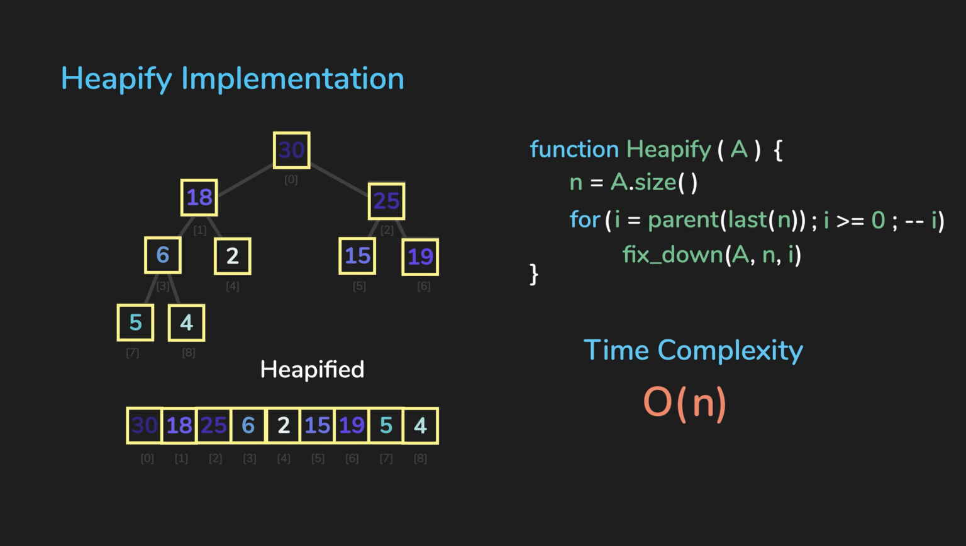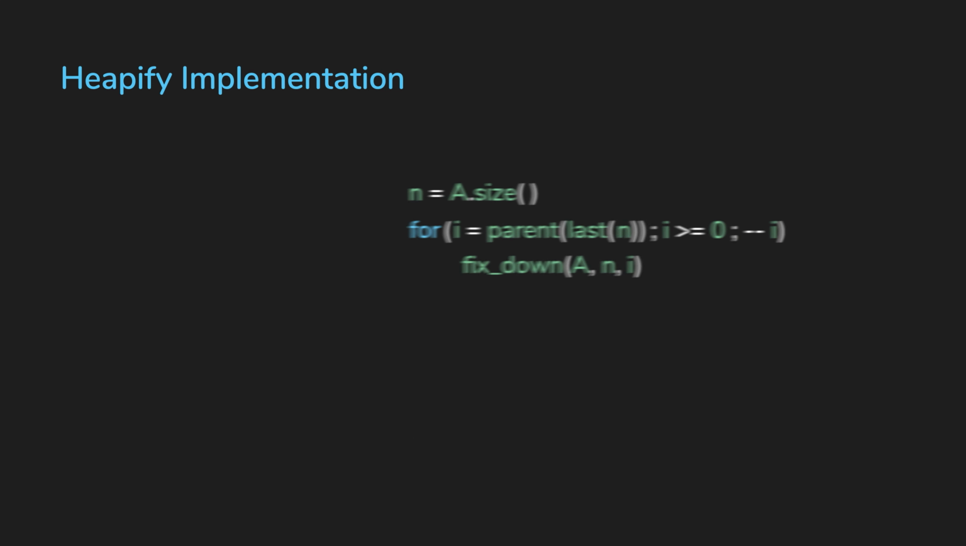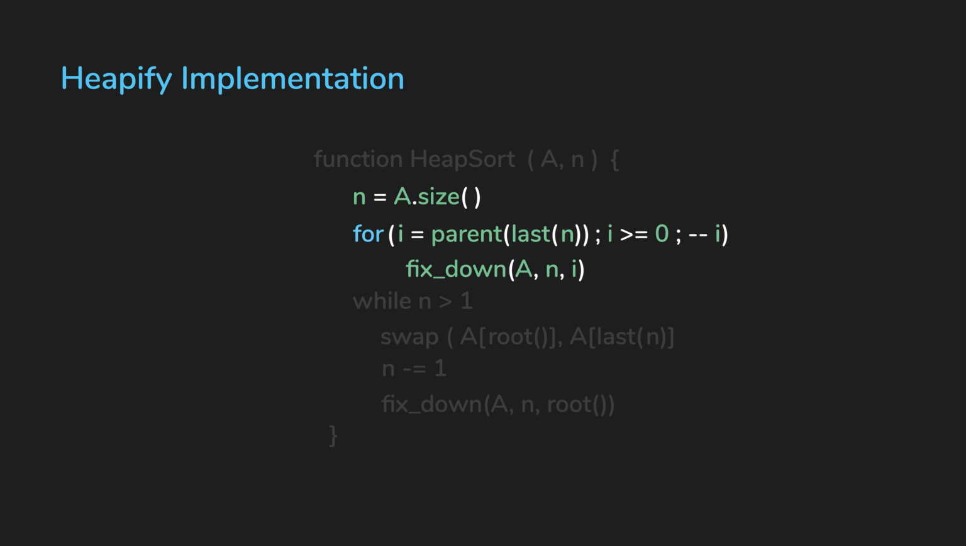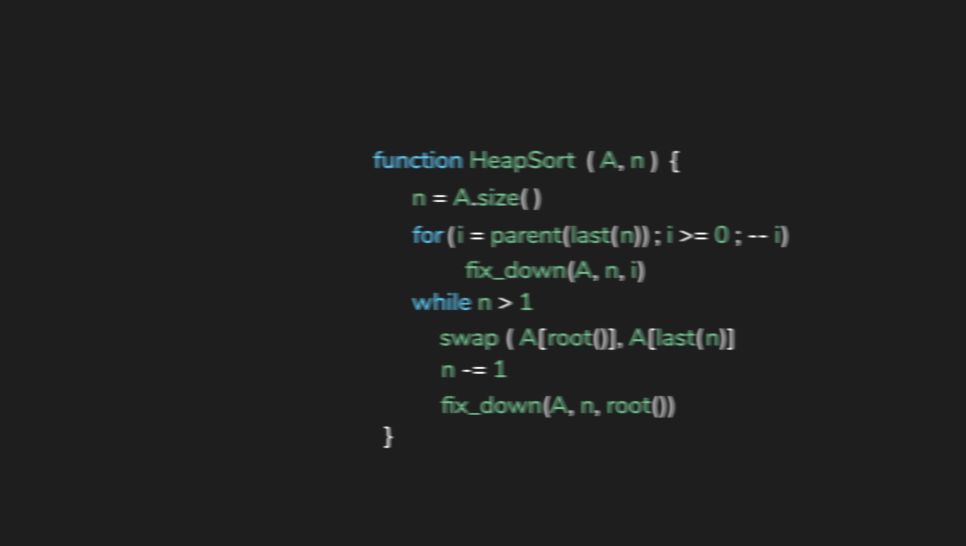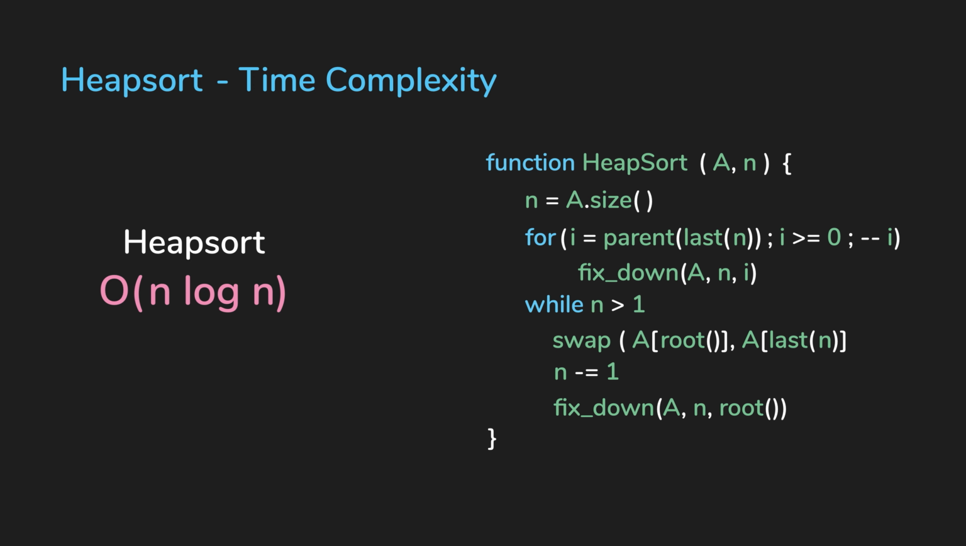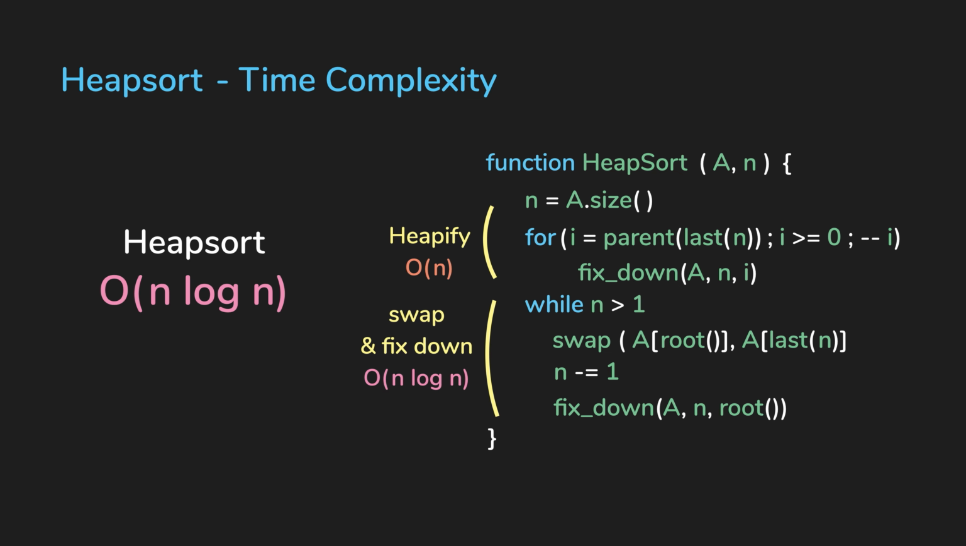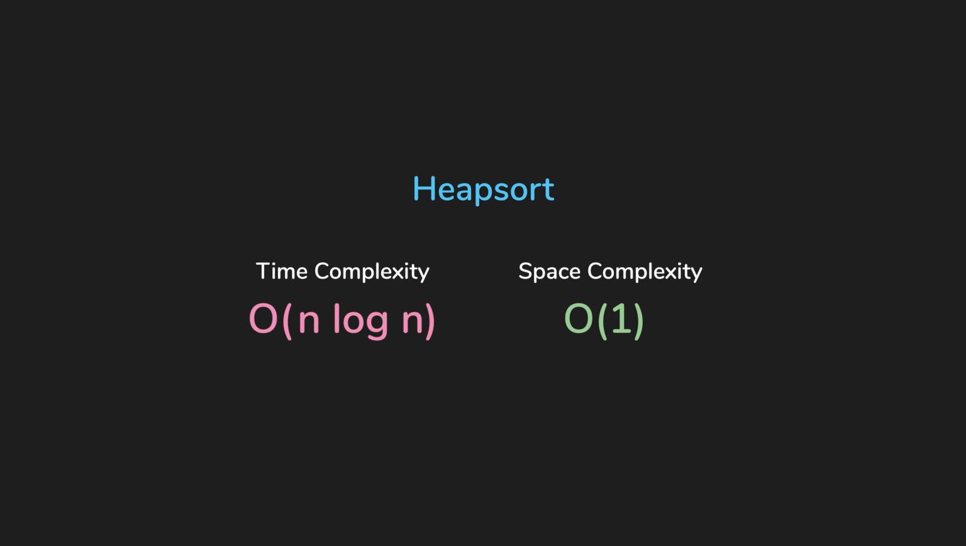The time complexity of heapify is O of n. However, we will not do the analysis as it is a little bit complex. Great, so now that we know how to heapify, we can add it to our code for heap sort. So the time complexity for heap sort is O of n log n. Heapify only takes O of n time, but the swapping and fixing down is O of n log n, which is the dominant term. And like we said before, the space complexity now is O of 1.